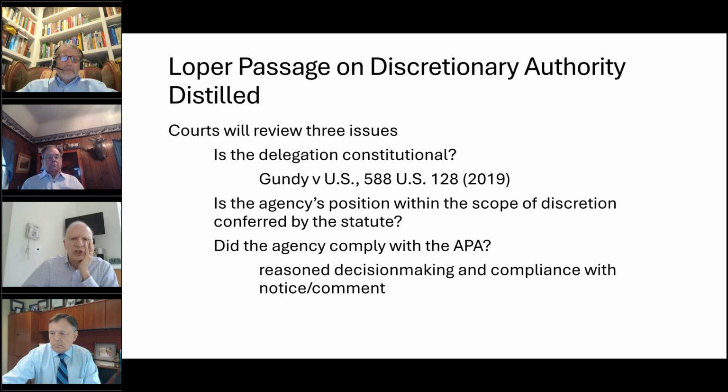Second, is the agency's position within the scope of the discretion conferred by the statute? Whatever discretion Congress contemplated, did they stay within it? So for example, to make up a crazy example, if they said, make up rules about deductions, the IRS couldn't use that authority to make up a rule about gross income, right? That would be beyond the scope of delegated discretion, just to give you a very clear-cut, but somewhat unusual or crazy hypo to illustrate it.